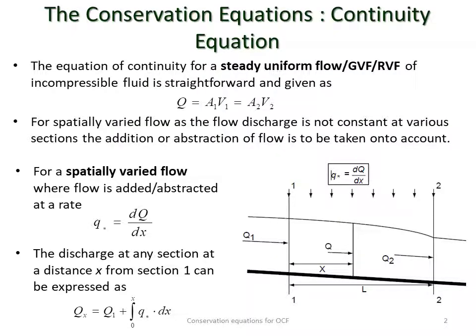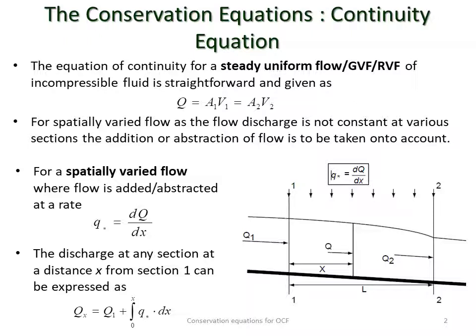We of course begin with the most basic conservation equation, that's the mass conservation equation, or better known as the equation of continuity for open channel flow. Now the equation of continuity for a steady uniform flow or gradually varied flow or rapidly varied flow of an incompressible fluid is quite straightforward. We normally deal with water, the flow of water in open channels as civil engineers, and so the fluid is of course incompressible fluid of water.